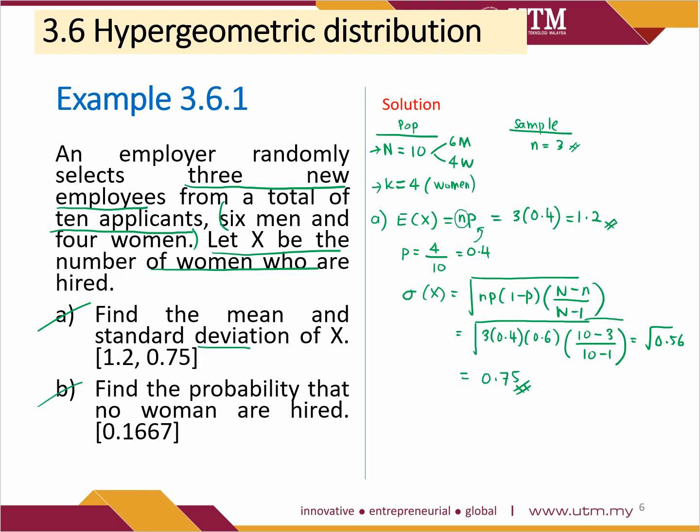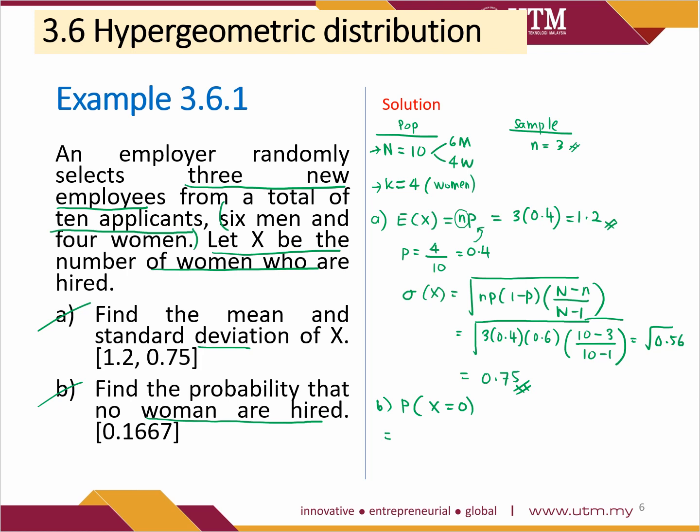Next, find the probability that no women are hired. The success here is that women are hired, but no women are hired, meaning that our X would be equal to 0. So X equals 0, just substitute into the formula.